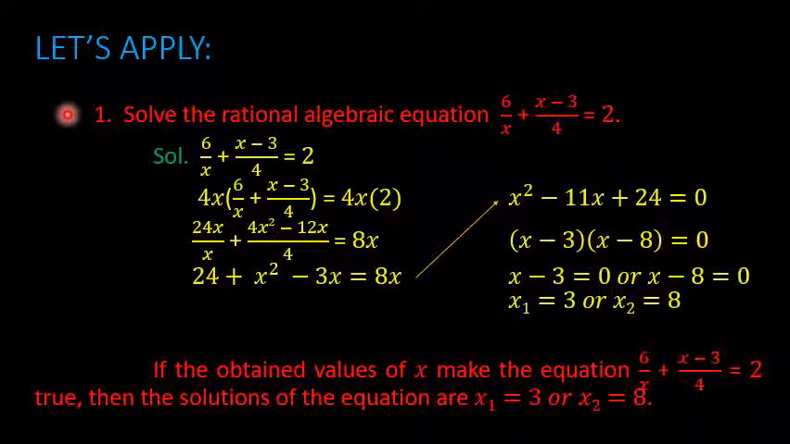Number 1. Solve the rational algebraic equation. So, mao ni atong equation karon: 6 over x plus x minus 3 over 4 is equals to 2. Kung mapansin ninyo, kaning solution naka-highlight og yellow, giunsa siya pagkuha. Unsa ang denominator? x og 4. So, unsay first nato buhaton? Kuhaon nato ang LCM. Unsaon pagkuha sa LCM? Since this is a literal coefficient and this is also a numerical coefficient, i-multiply nato ang duha. Pila ang x times 4?